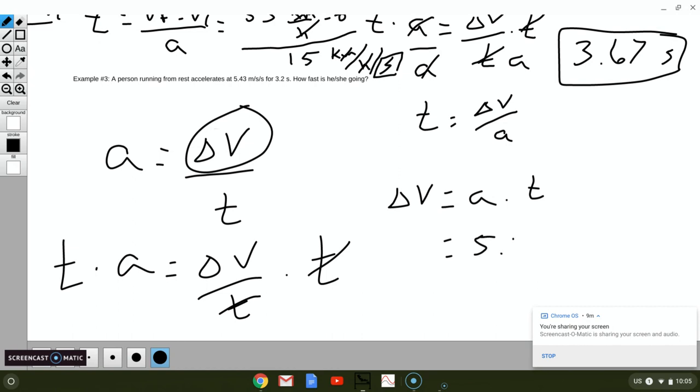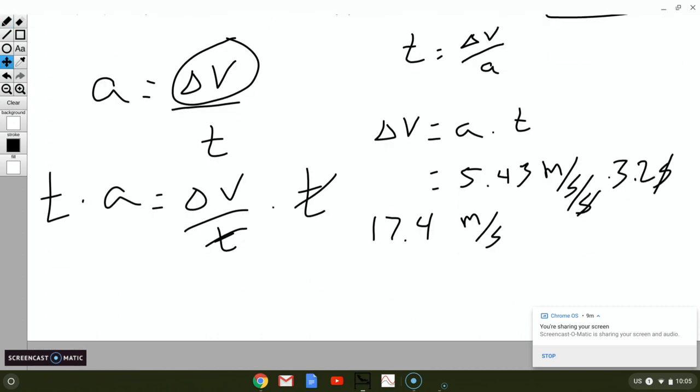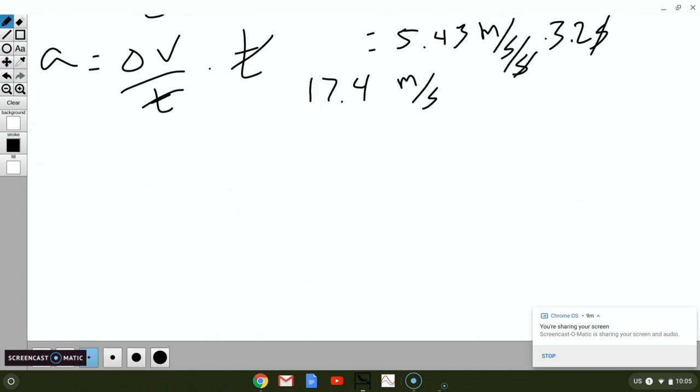We plug in our 5.43 meters per second squared times the 3.2 seconds. One of the seconds will cancel. And so what we end up with is, again, 17.4 meters per second. Now, not quite done. Now, this one's easy because I gave you the initial velocity was 0. If I give you a different initial velocity, that would change. So we know that 17.4 is equal to change in velocity.